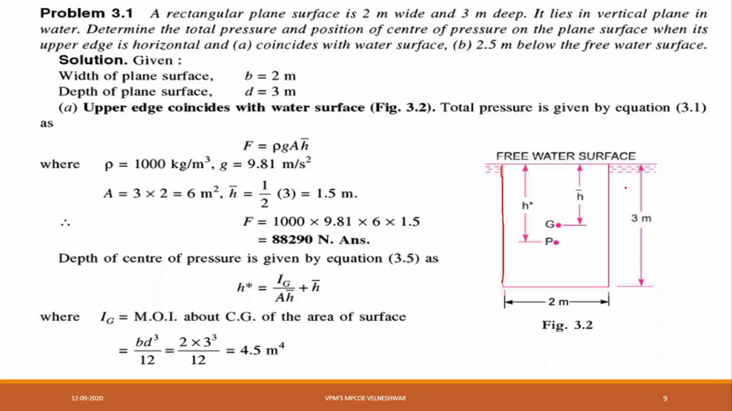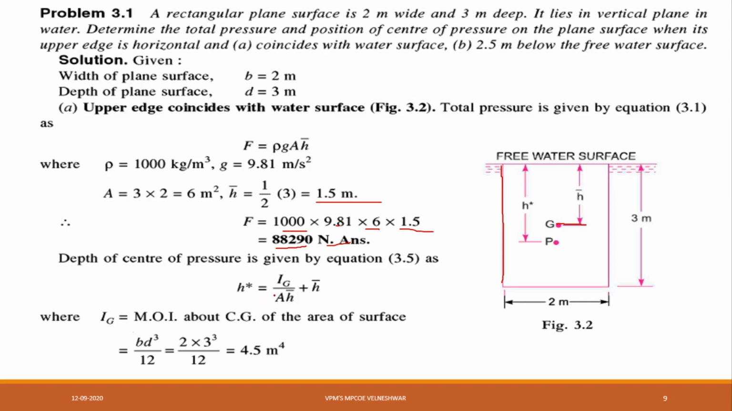What is the formula for force? Rho g into A h bar. Here he said water, so what will be the density? Rho is equal to 1000 kg per meter cube and g is 9.81. The area is length into breadth, that is 2 into 3, equal to 6 meter square. H bar is the center of the body, acting exactly at the center. What is the overall height here? 3 meter. 3 by 2 is 1.5 meter. Then force is 1000 into 9.81 into 6 into 1.5, so I am getting 88290 Newton.